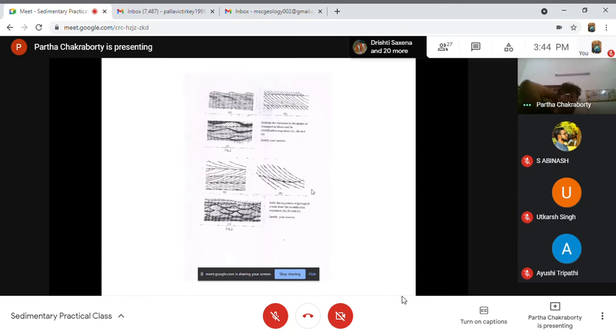Now, what is the difference between this and this? Here, I am getting a bed form moving, and then at another time, another bed form is moving. This is a question of time dependent unsteadiness. This is a product of two bed form superimposition. This reactivation is a product of superimposition of bed forms of two different scale. This is called reactivation surface.